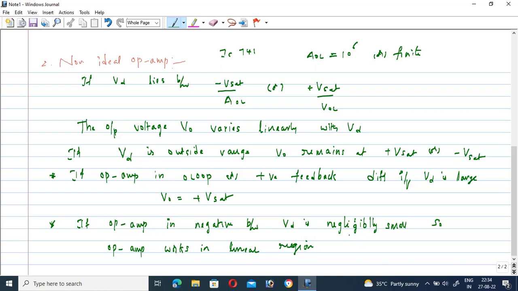In negative feedback circuits, the op-amp VD is very small, hence it can be approximated to 0. Mathematically, VD is equal to 0.